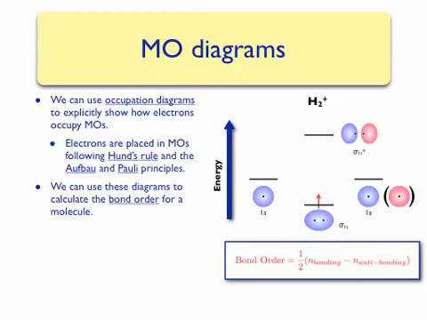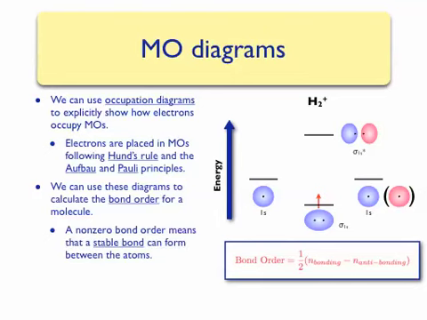There is one bonding electron and no antibonding electrons. We would divide the number 1 by 2 to get 1/2. In molecular orbital theory, if you calculate a non-zero bond order, this means that a stable bond can form between the atoms. Although we can't draw a valid Lewis structure for the hydrogen cation, we know that since its bond order is not equal to 0, it can exist stably, and in fact it does in the gas phase.